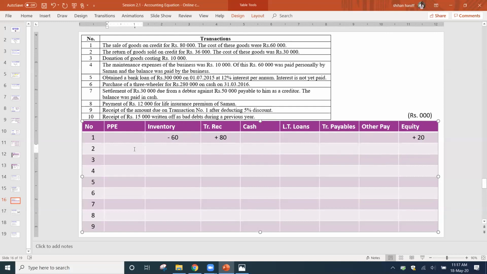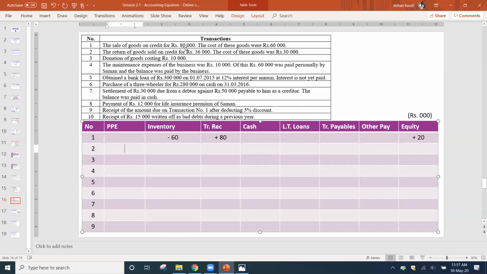So I'll try to do it. Right. So I will do slowly. I'll try to finish it fast and calculate. Try to calculate the cash balance and the profit.